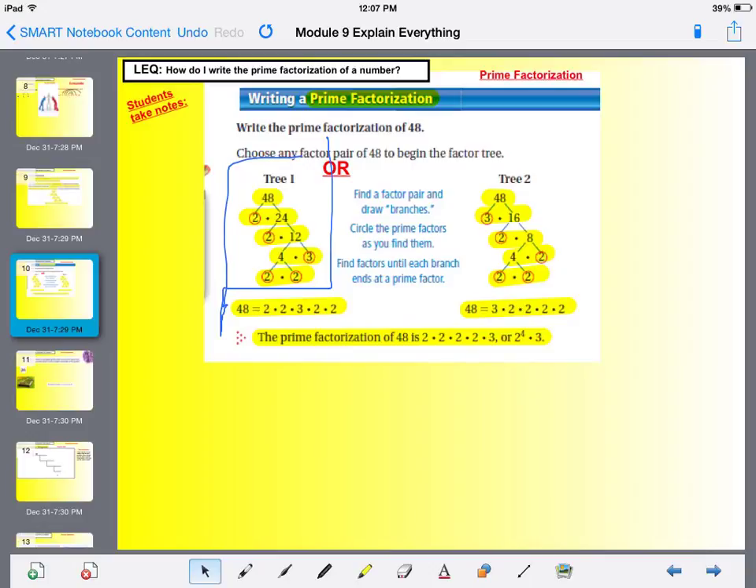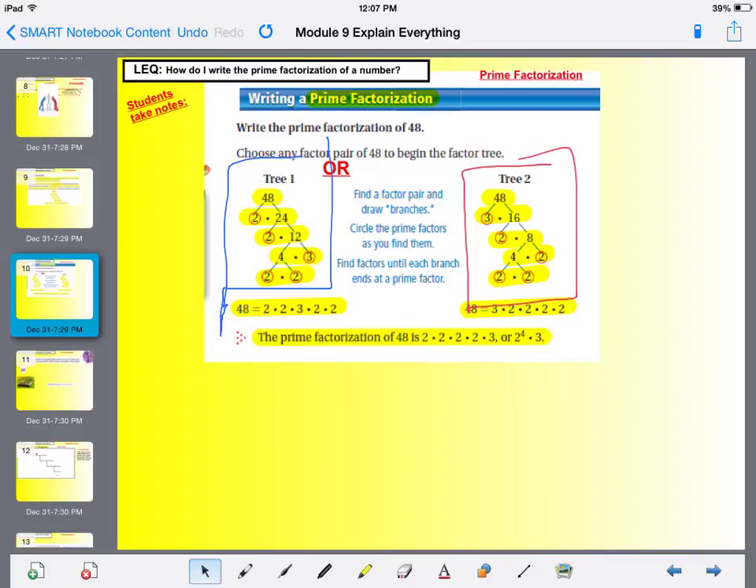Now, we discussed how if another student wanted to begin with a different factor pair, such as 16 times 3, which is also equal to 48, they can do that. We further break down 16, 2 times 8. We further break down 8, which is 4 times 2. And lastly, break down 4, which is 2 times 2. Again, the prime factorization is 3 times 2 times 2 times 2 times 2, or 3 times 2 to the 4th.